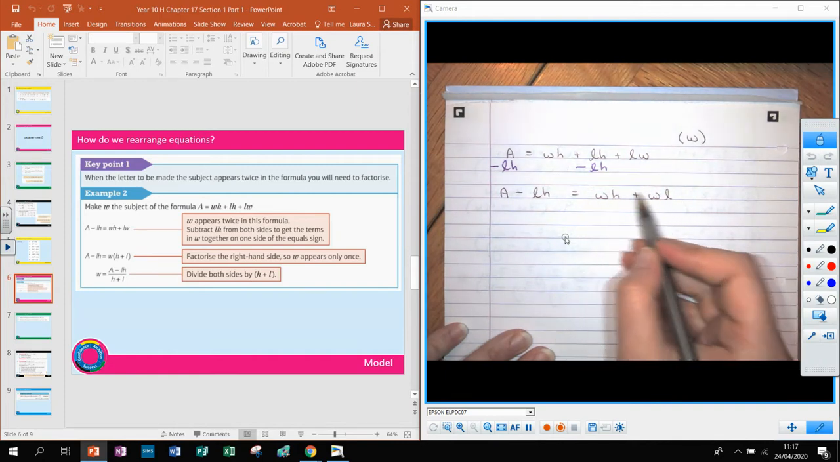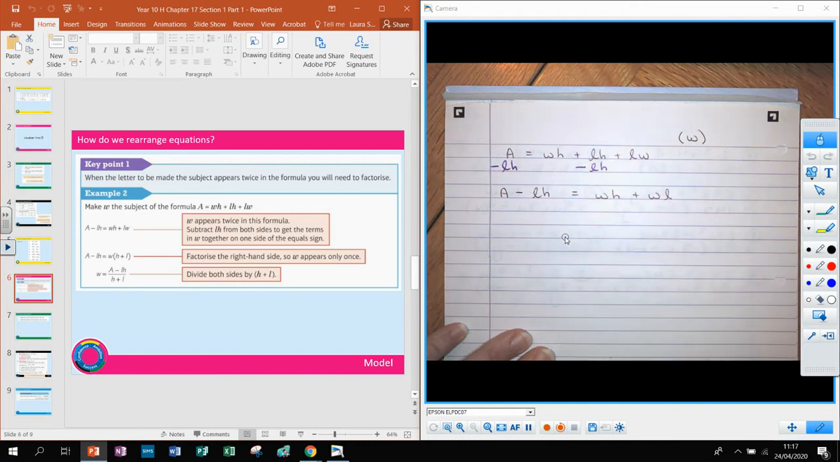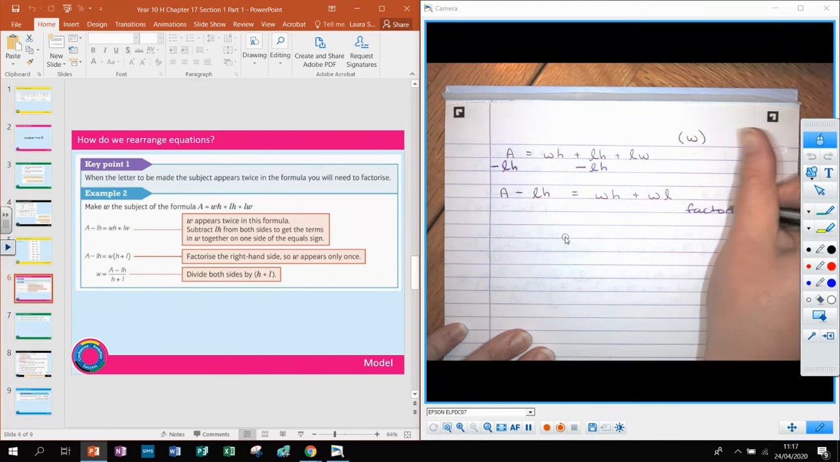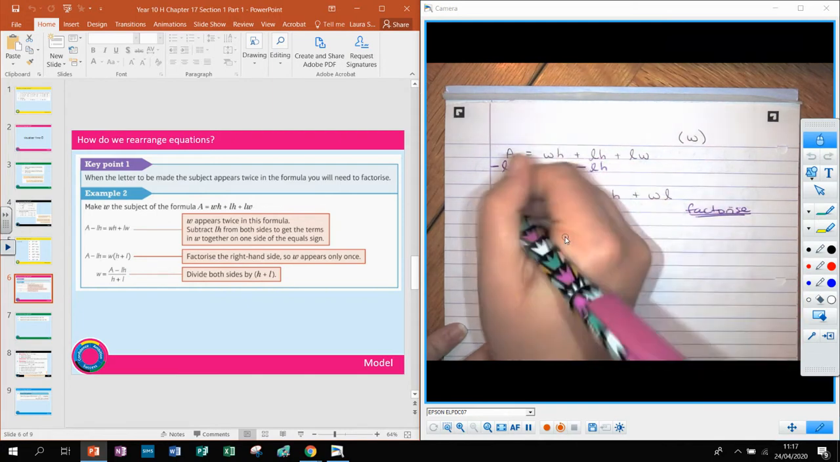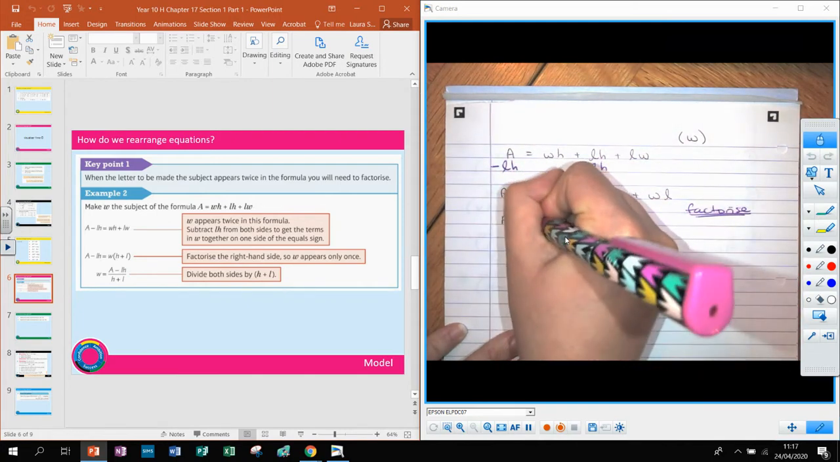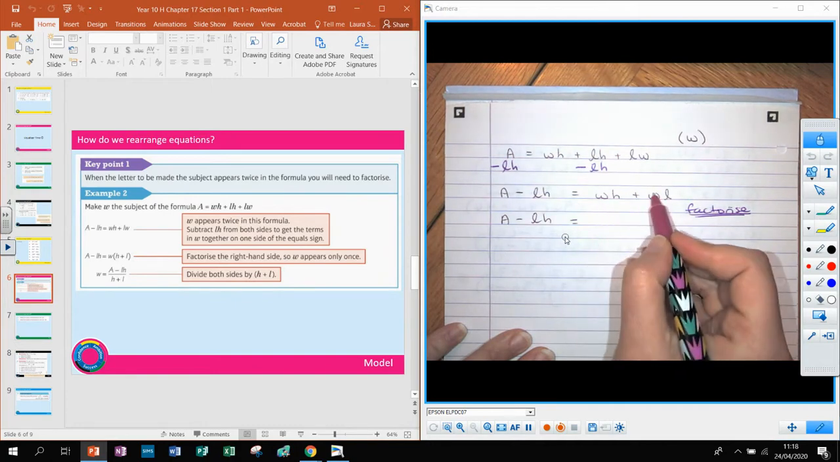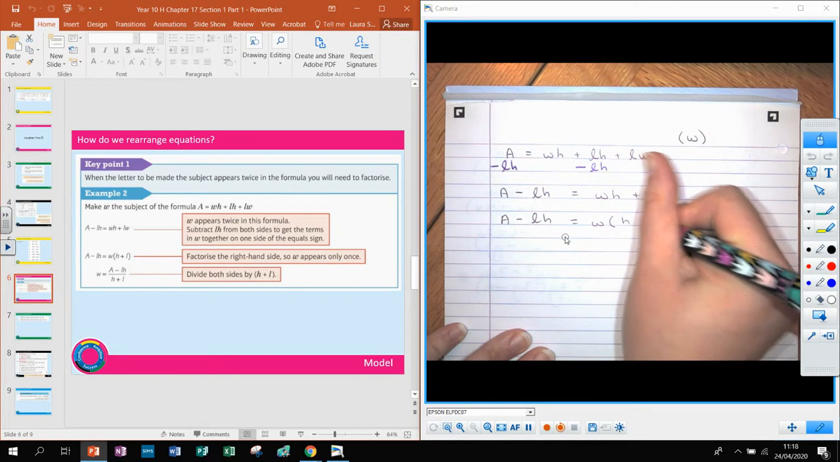Because what I now need to do is isolate the W. And I won't be able to do that until I factorize this side, okay? So we are going to factorize now. So that's kind of our next step. And that's why we were focusing on factorizing in the starter, okay? So we have A minus LH. This stays the same at the moment. And here, what's in common is the W, so I can take that out, and I'm left with H plus L.